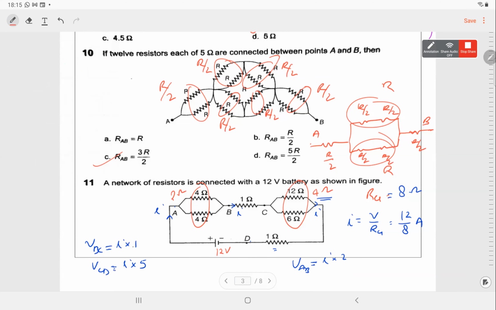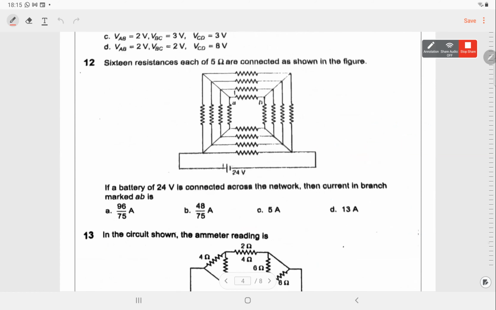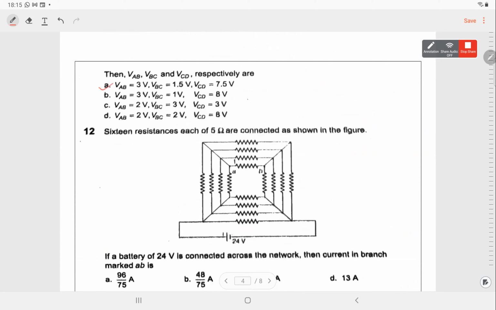Correct? Yeah, what will be the answer? A और B के बीच में. So this is 1.5, 1.5 into 2 is 3, 1.5, and I think 7.5. 3, 1.5, and 7.5, which is option A.